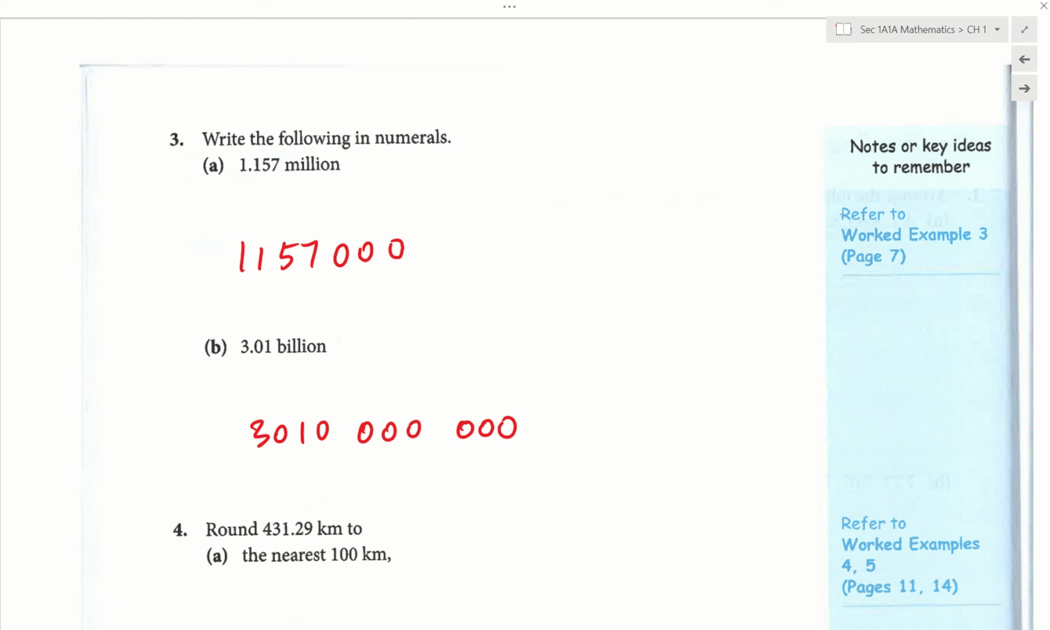Why is there confusion? Let's check. Okay, so 3.01 billion has 2, 3, 1, 2, 3, 1, 2, 3, 0. 9 zeros. You can press calculator and you'll see that it's equal to this. Okay? Now next.